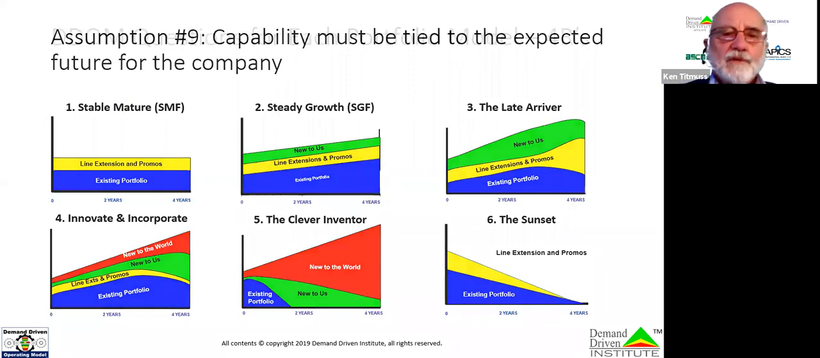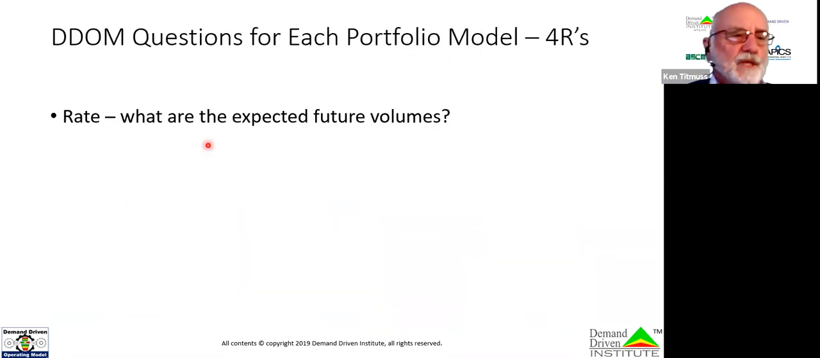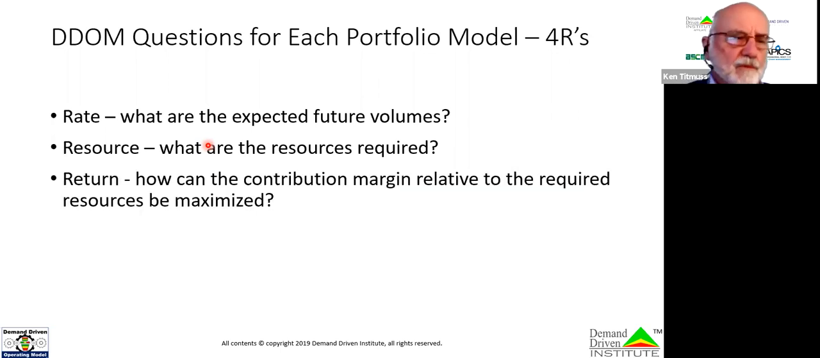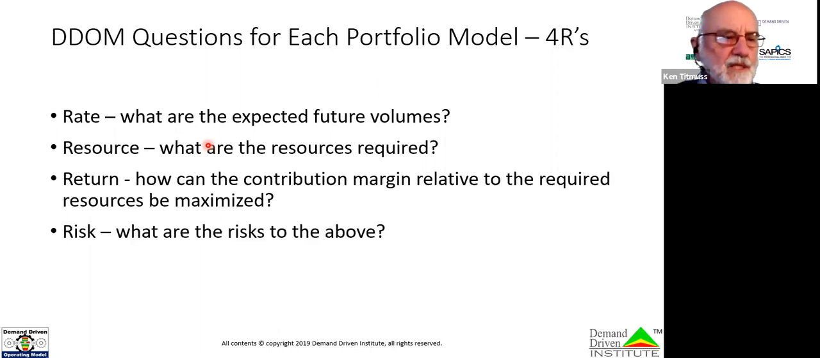We need to look at the 4 R's. We need to look at the rate. What are the expected future volumes? What resources are going to be required in the future? Return. How can the contribution margin relative to the required resources be maximized? And we should always be looking at maximizing the contribution margin at the constrained resource or the bottleneck within our organization. And then there's that whole area of risks. What are the risks to the above? And how do we mitigate those?